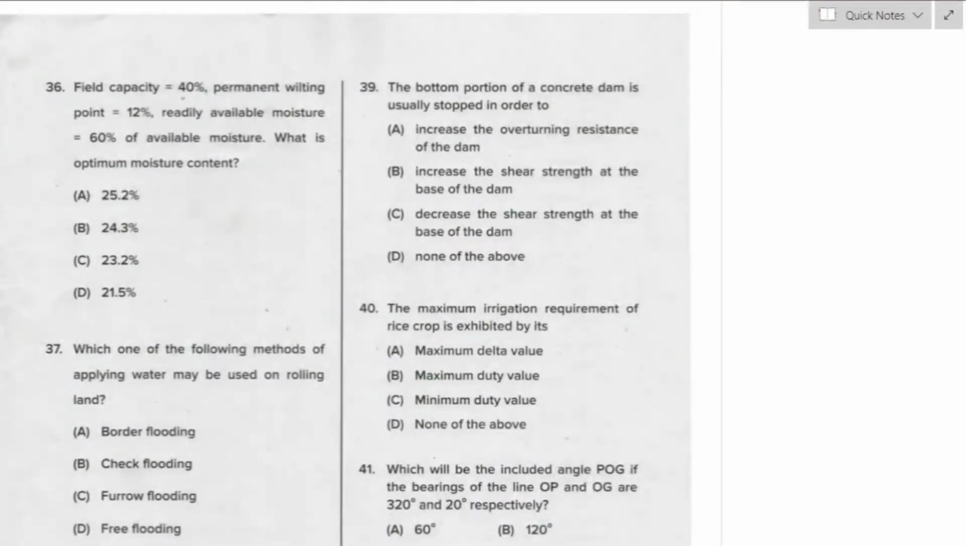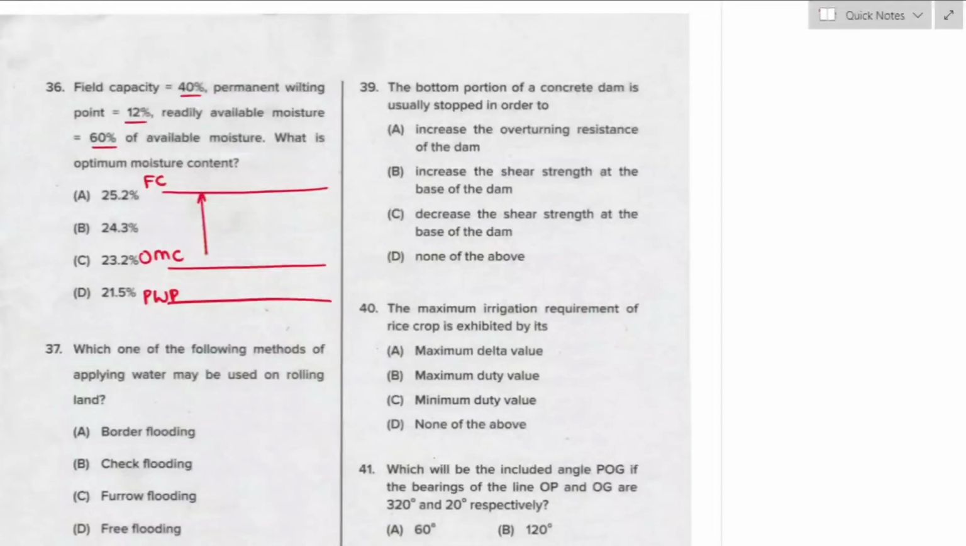Question number 36. Field capacity is 40%, permanent wilting point is 12%, readily available moisture is 60% of available moisture. What is the optimum moisture content? So let us draw different zones of moisture content. So there are 3 zones. This is permanent wilting point zone. This is optimum moisture content. This is field capacity.